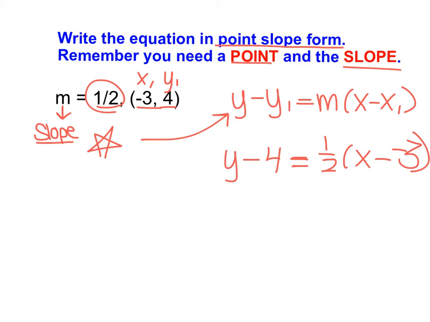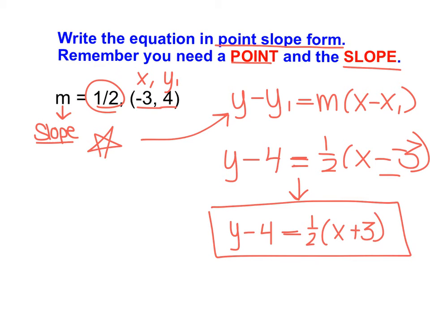So notice how I have a minus a negative here. What I do want to make sure I do is rewrite anytime I see a negative as a plus. So we're going to rewrite this as y minus 4 is equal to 1/2 times, in parentheses, x plus 3, to utilize keep, change. So there we have the equation of a line with this slope and this point in point-slope form.